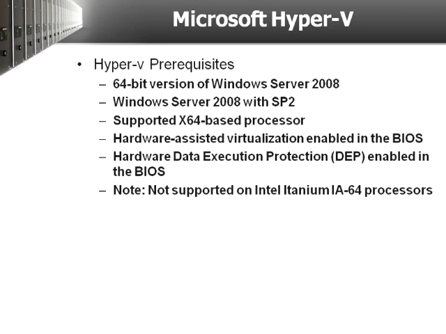The prerequisites for Hyper-V are you need a 64-bit version of Windows Server 2008. You need to install Service Pack 2 for Server 2008 because it includes the necessary hotfixes for Hyper-V. You need to have a 64-bit based processor. You need to verify that hardware-assisted virtualization is enabled in the BIOS. You also need to verify that hardware data execution protection is enabled in the BIOS. And note that Hyper-V is not supported on Intel Itanium processors.